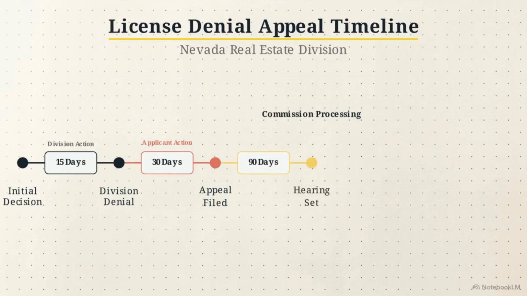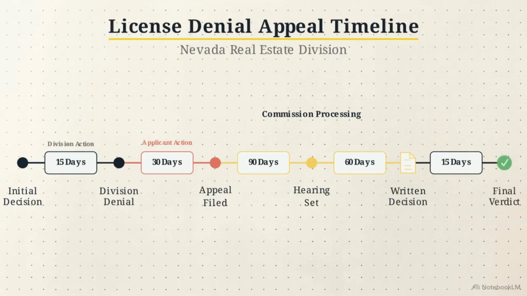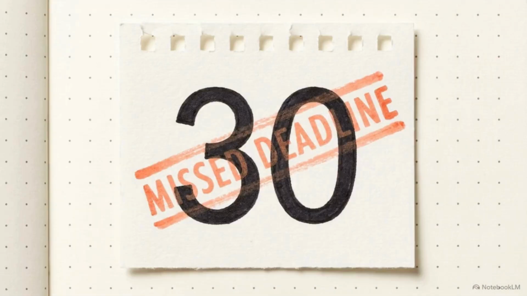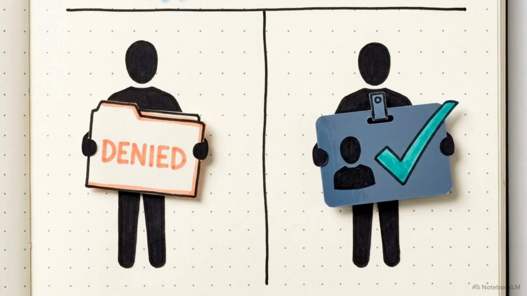the Real Estate Commission. Once the appeal is filed, a commission is required to set a hearing date within 90 days. After the hearing is held, the commission has 60 days to produce a formal, written decision regarding the license. Finally, the applicant must receive notice of the commission's final verdict within 15 days of the written decision. This specific 15, 30, 90, 60, 15 numerical sequence is entirely fixed. If an applicant fails to file their appeal within the initial 30-day window, they lose their right to challenge the denial.